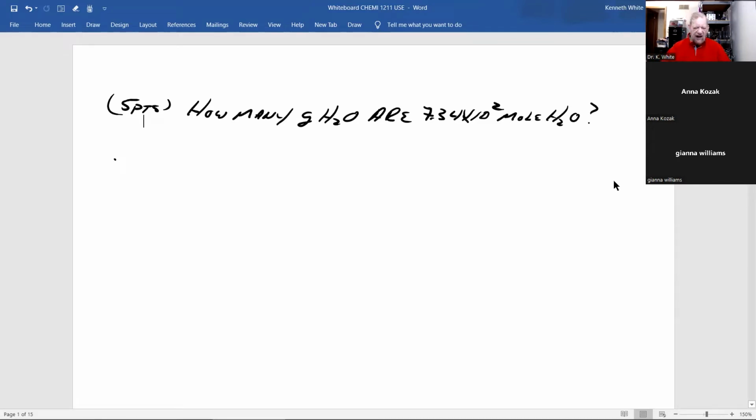And let's look at the following. And this is an important skill you should have. Hint, and that is how many grams of water are 7.34 times 10 to the squared moles of water. So what I ask you to do right here is put down what are you being asked to find, the units, what are you given? When you're done, give me a thumbs up.